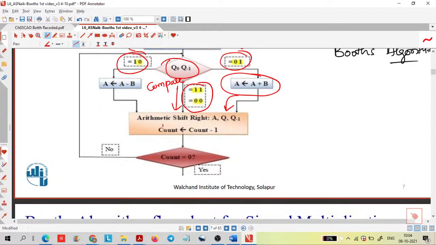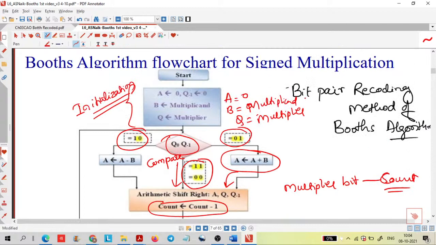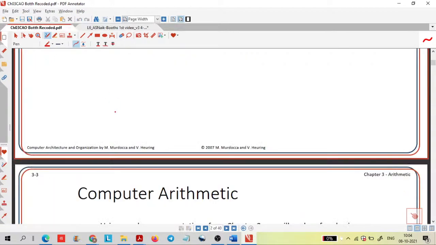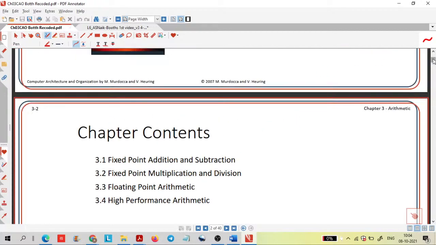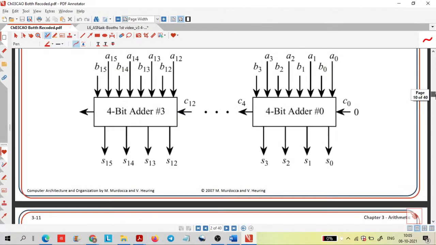What is the value of count? Count depends upon the multiplier bit size. So I hope you are clear with the signed multiplication. And for a negative number, we use the 2's complement of the data representation. Okay, so this is all about signed multiplication.